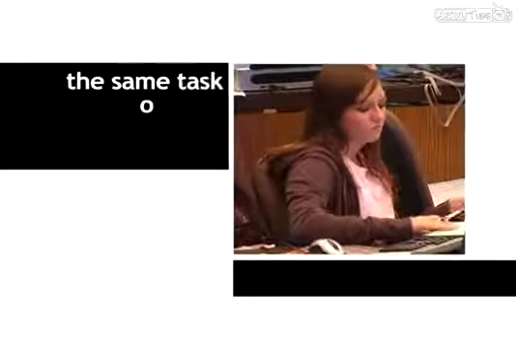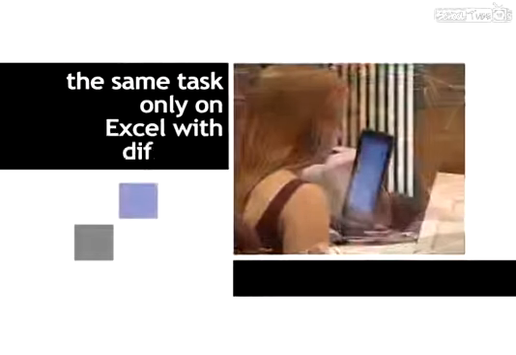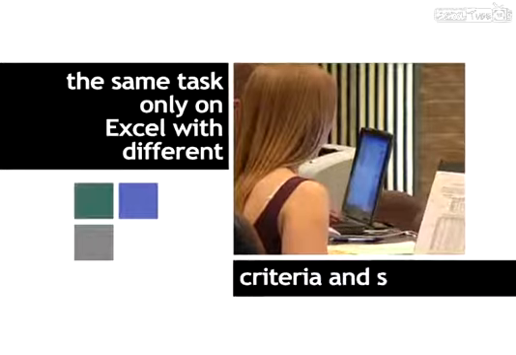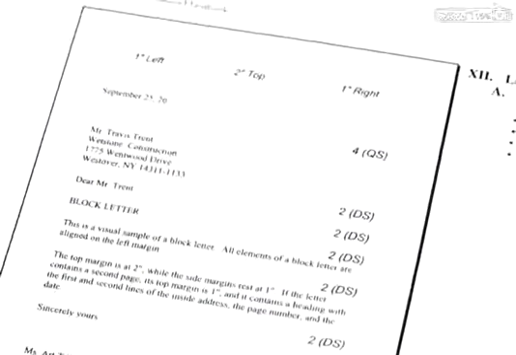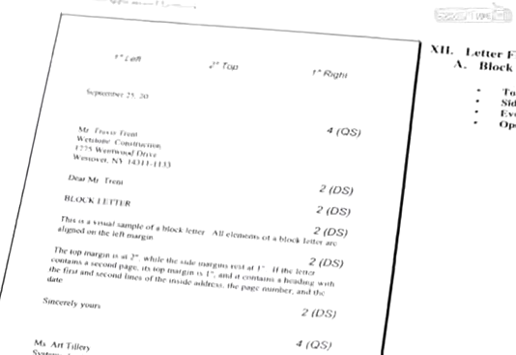A typical Excel sample output could be something of the same thing, where you do the same type of task, only you're asked to do it in Excel, and you have different criteria and different little steps you would go through. A typical output from the word processing element of the contest would be a memo or a blocked letter or any other kind of business letter.